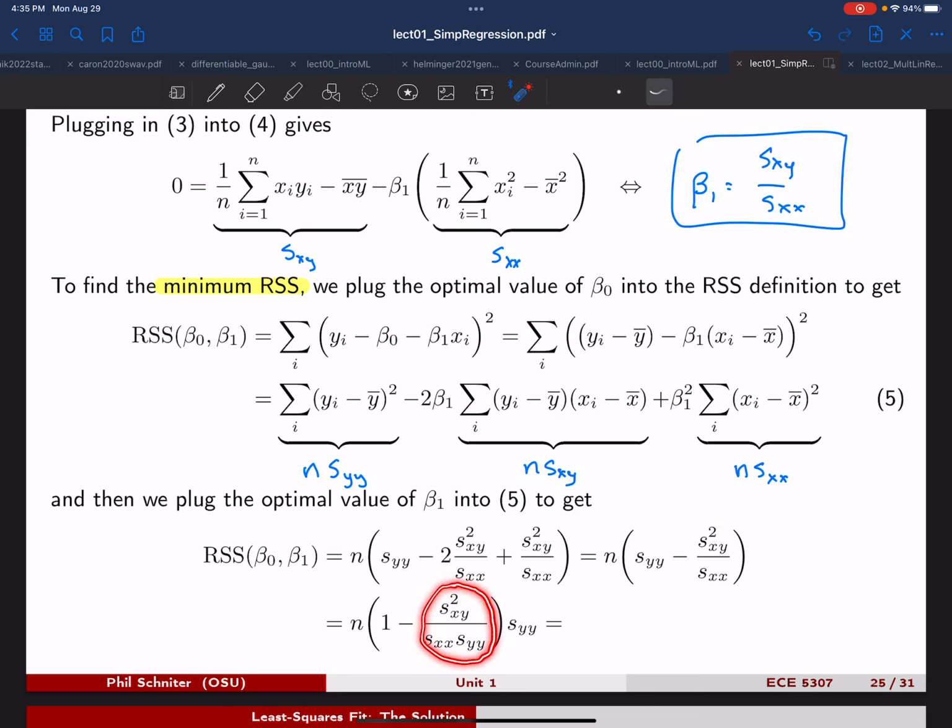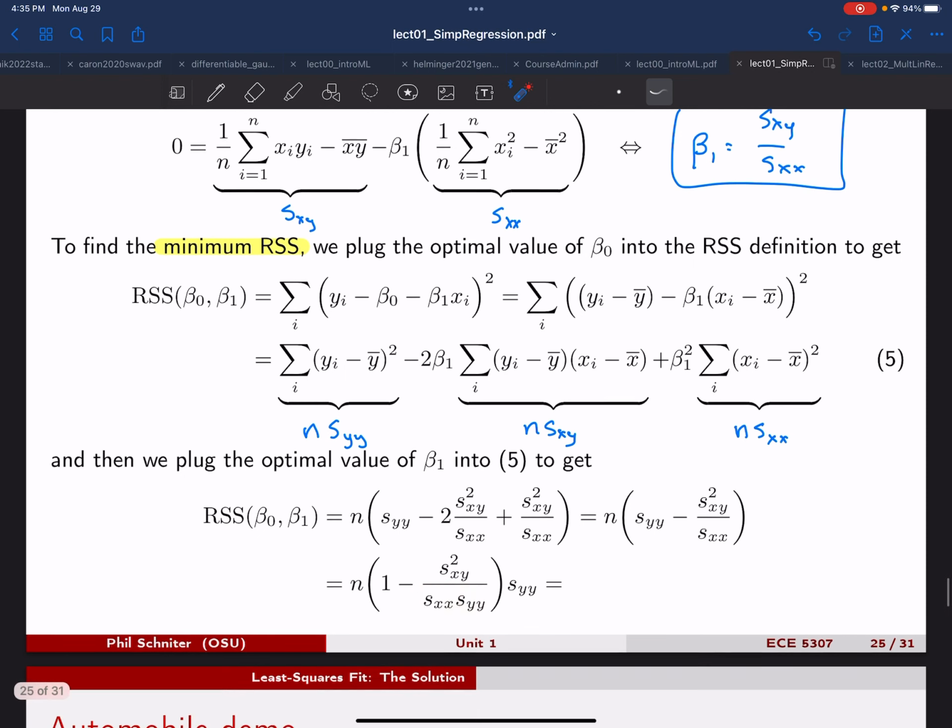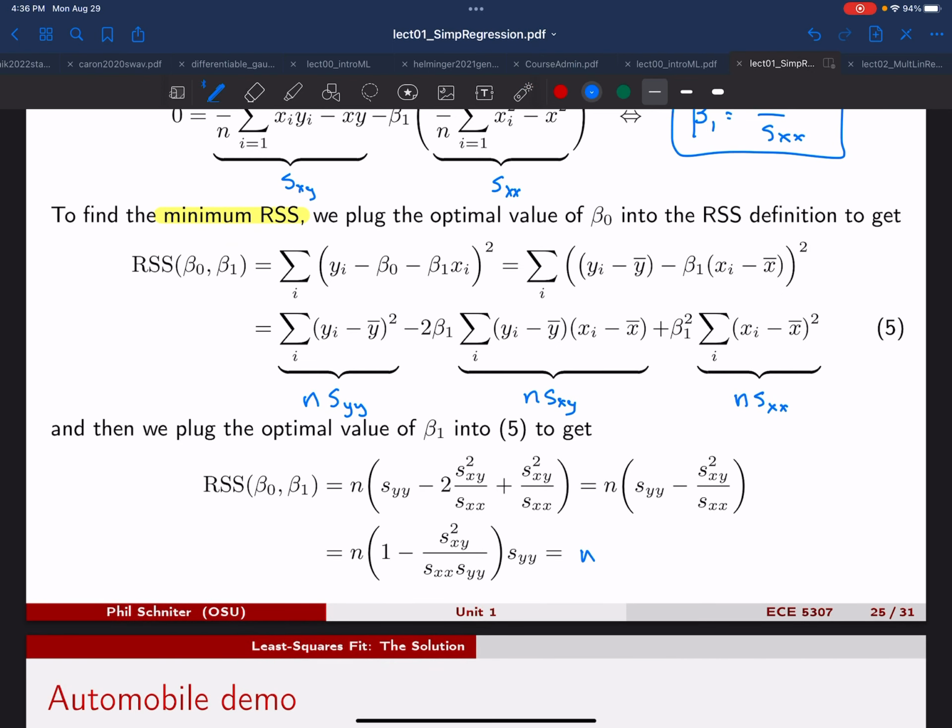Does anybody recognize what that is? Correlation coefficient. Correlation coefficient squared, right? Because there's a square here, and this is like a squared standard deviation. So you actually get n times 1 minus rho xy squared times SYY. Okay. So this is actually pretty insightful.